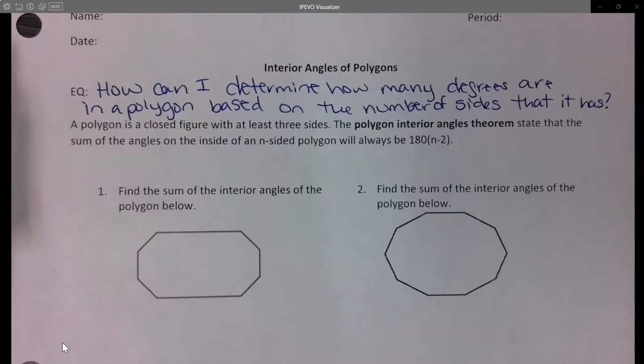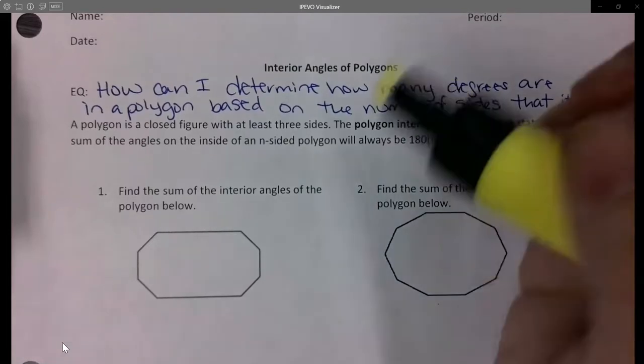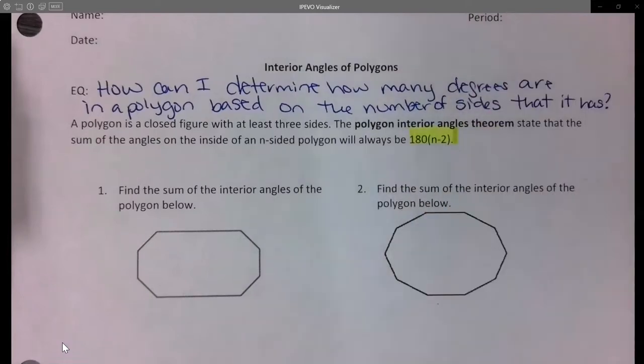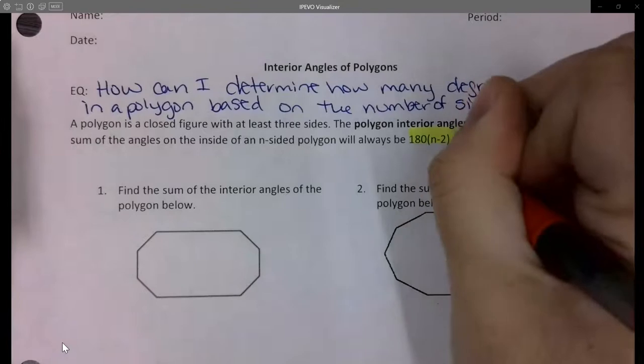Okay, so my polygon interior angles theorem states that the sum of angles inside a polygon will always be 180 times n minus 2. The n is the number of sides.